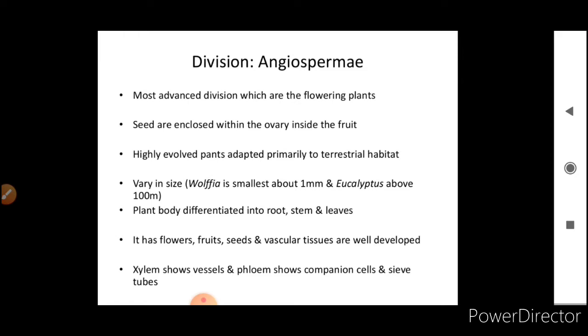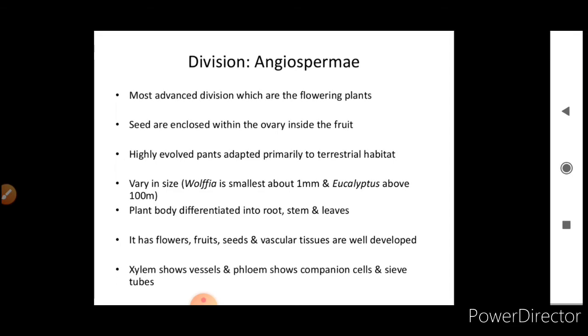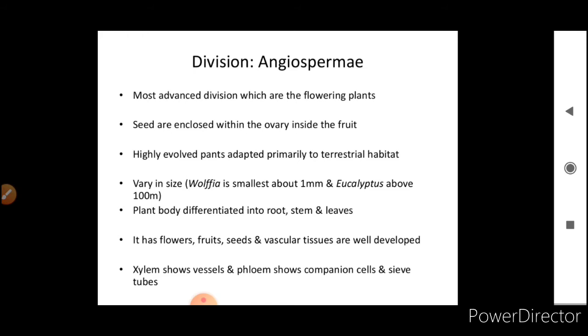As we saw in bryophytes, there was a requirement of water for completion of their life cycle for reproduction, but angiosperms are highly evolved and have better adaptability to the terrestrial habitat. They vary in size: Wolffia is the smallest and Eucalyptus is the tallest, Wolffia being just 1 mm and Eucalyptus 100 meters. Now the plant body is well differentiated into root, stem and leaves. So we will find well defined structures, which are the root, stem and leaves.